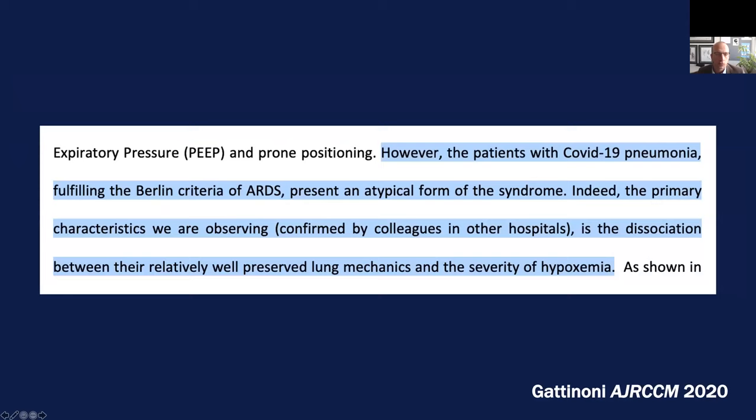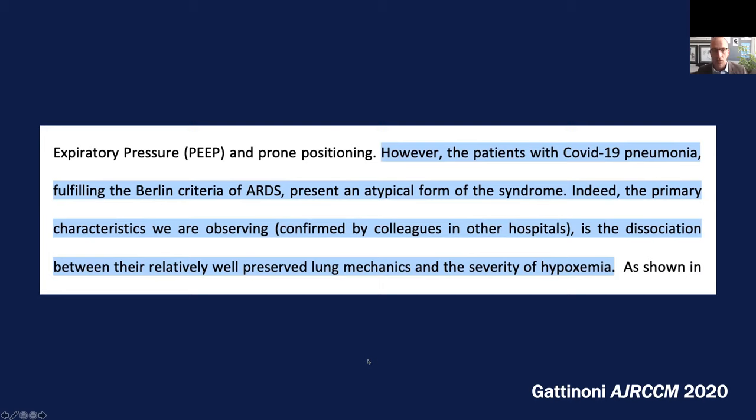So this is from the Gattinoni letter. He describes the normal physiology we expect in ARDS. And he said, but the patients with COVID-19 pneumonia fulfilling the Berlin criteria of ARDS present an atypical form of the syndrome. Indeed, the primary characteristic we are observing, confirmed by colleagues at other hospitals, is the dissociation between the relatively well-preserved lung mechanics and the severity of hypoxemia. He was saying that we should find stiff lungs, low compliance lungs, but we're finding well-preserved lung mechanics.